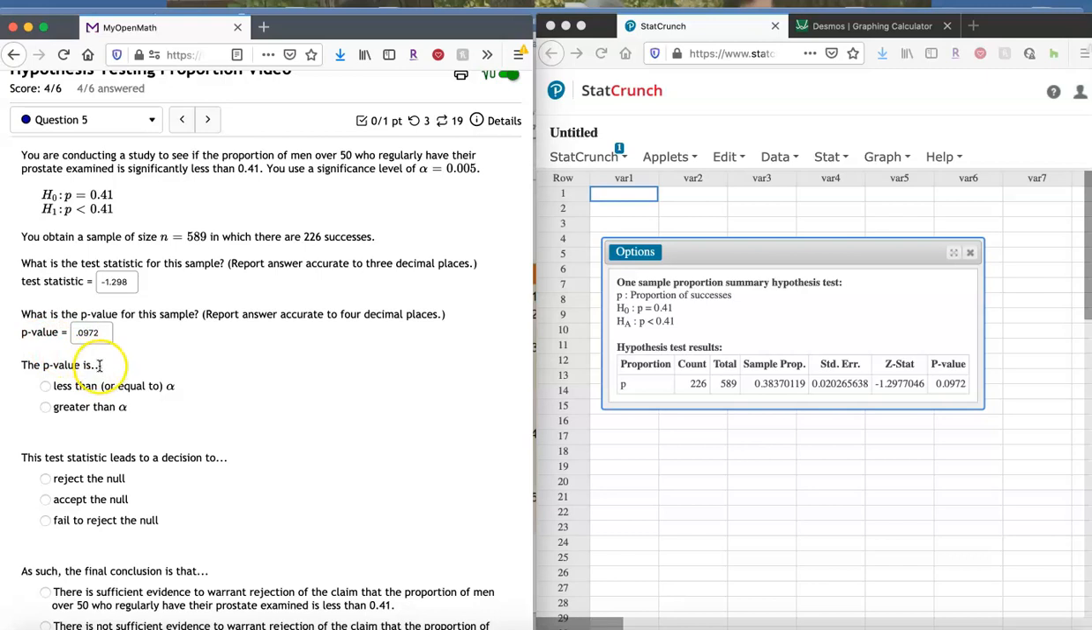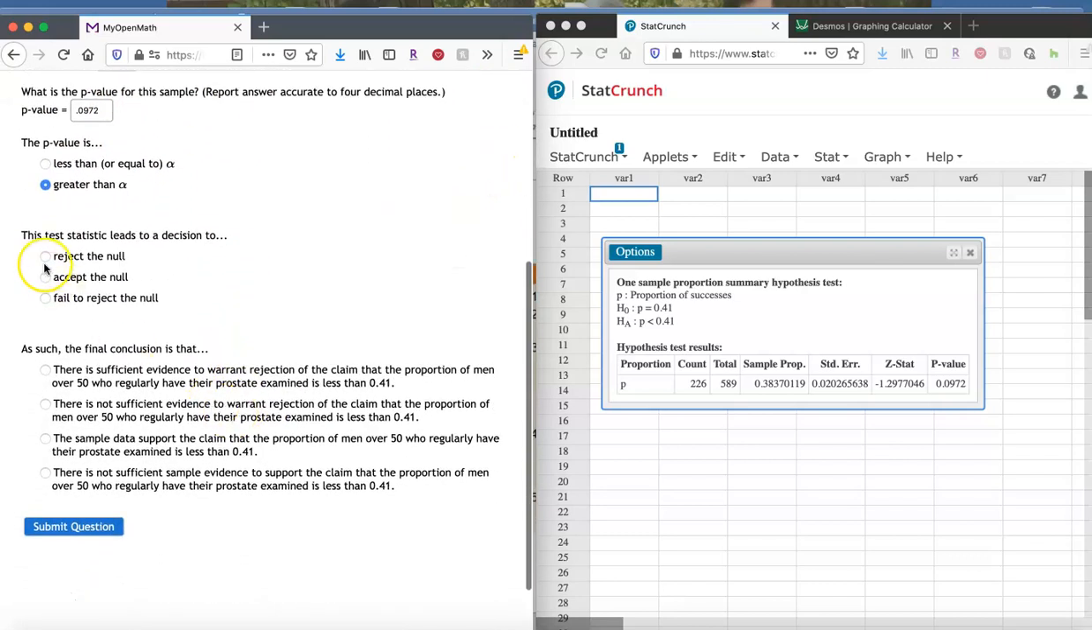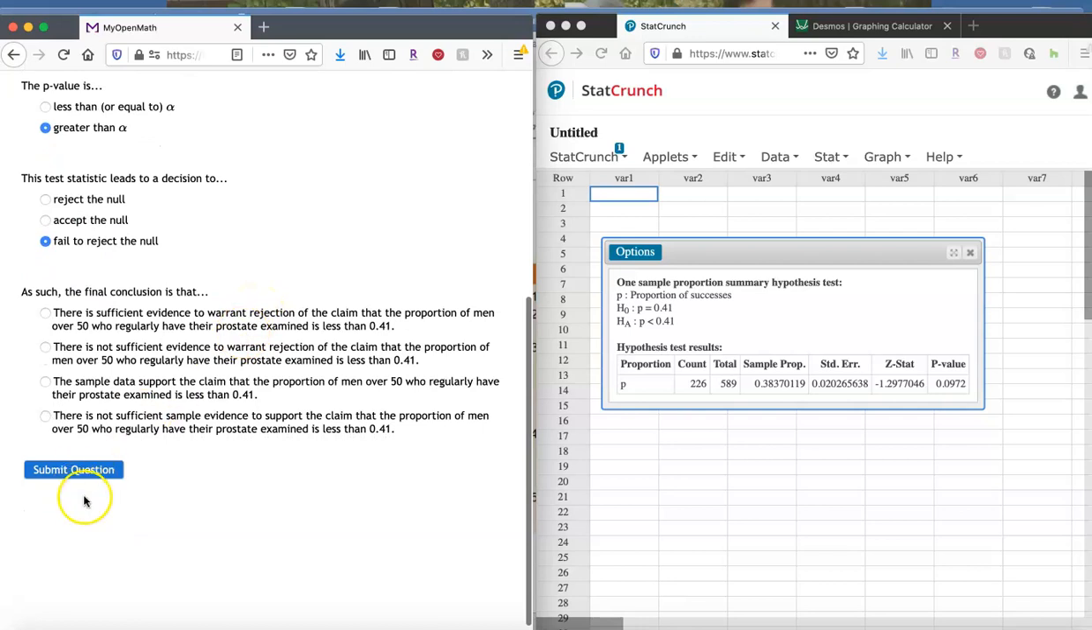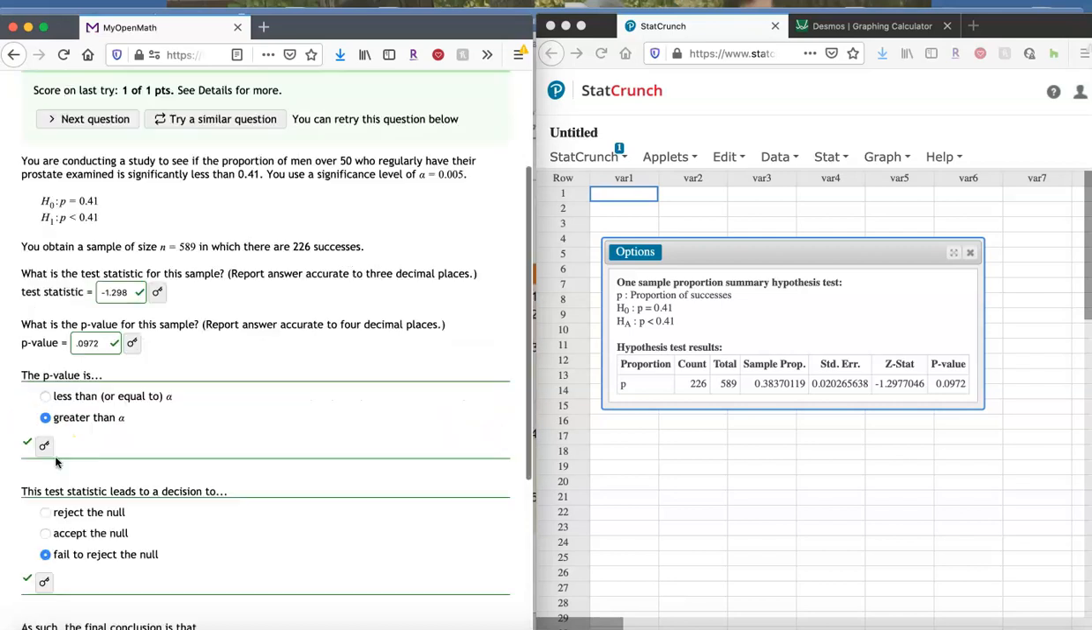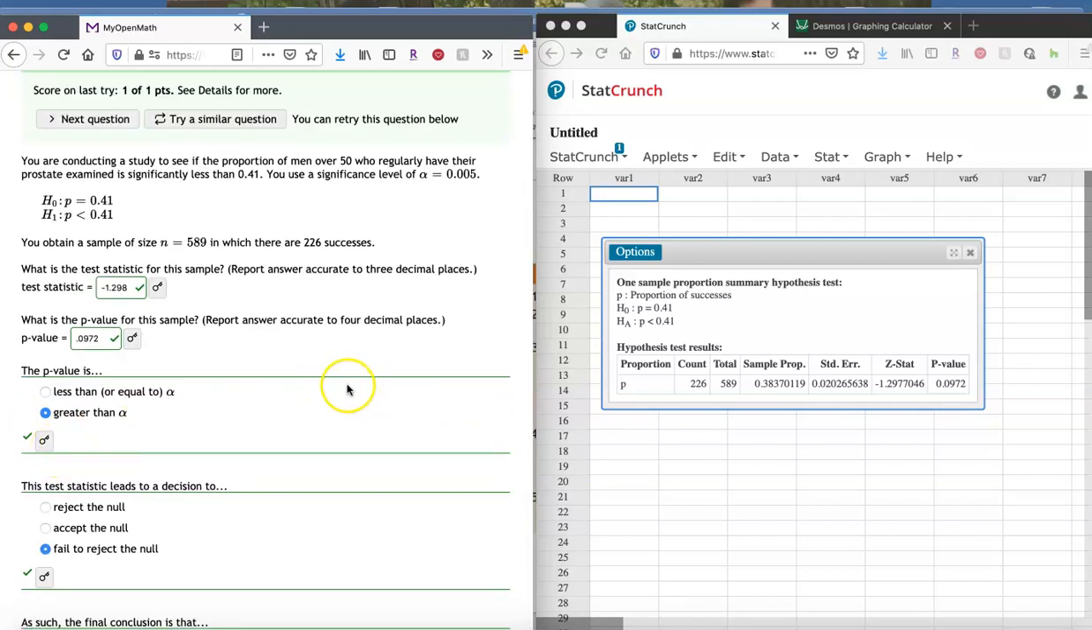The p-value is 0.0972. This p is pretty high, and that's your alpha. So p is greater than alpha. You want to fail to reject. When you fail to reject, there is not sufficient evidence to support the claim. Okay?